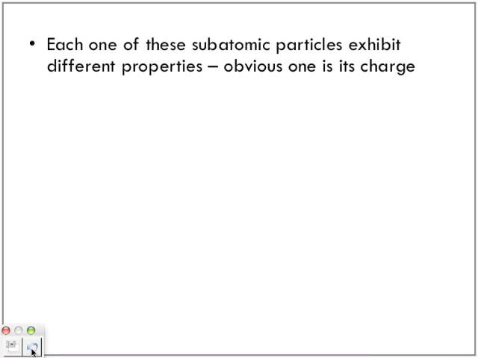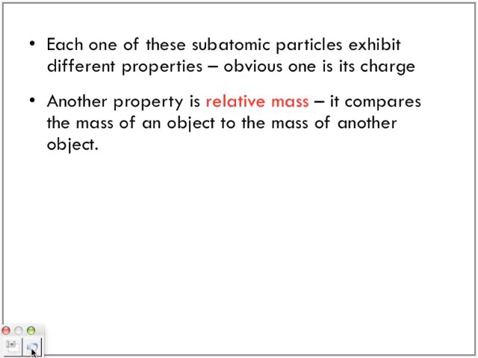Each one of these subatomic particles exhibits different properties. The obvious one is its charge, right? That's the one obvious thing between all of them. Another property is their relative mass. You do not need to memorize these numbers, okay?